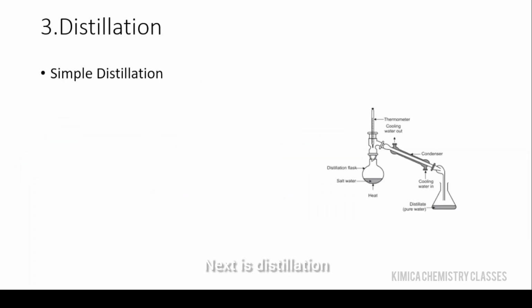Next is distillation. Distillation is an indispensable method for separating fluids or liquids, or for separating volatile liquids from non-volatile impurities. This technique is used when we have a difference in boiling point of the components in a mixture. When a liquid mixture is heated, the component with the lower boiling point vaporizes first. These vapors are then cooled and condensed back into liquid form, which is collected separately.